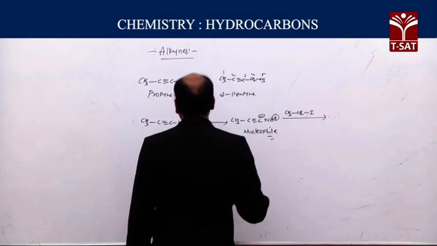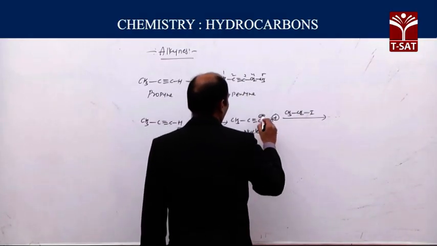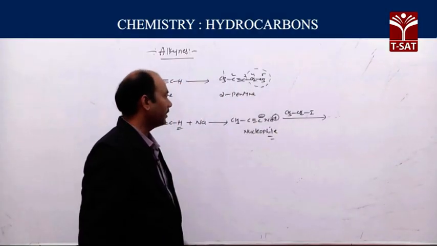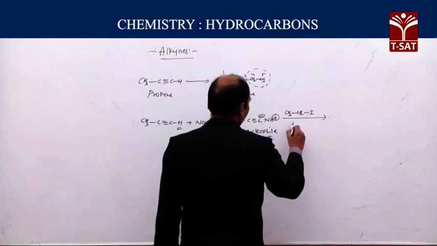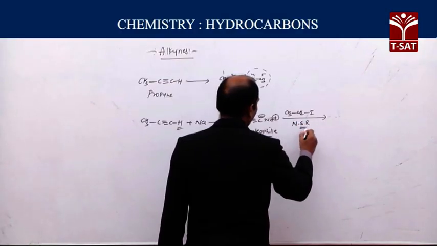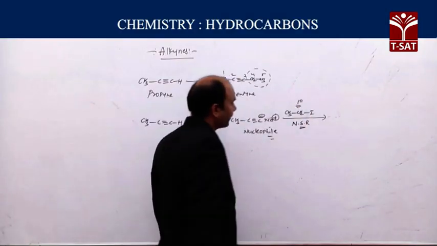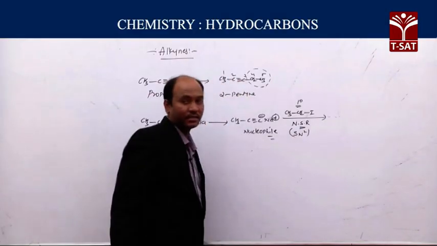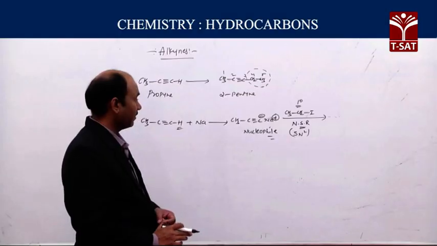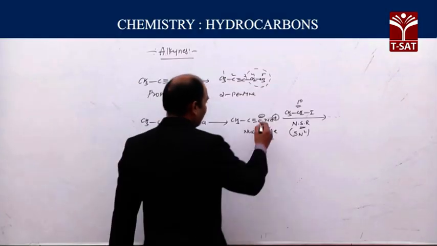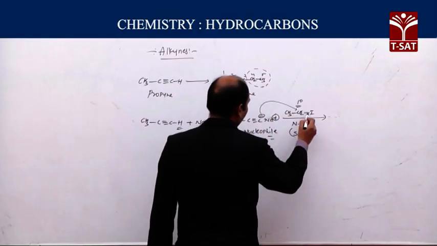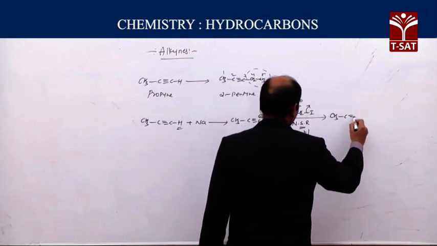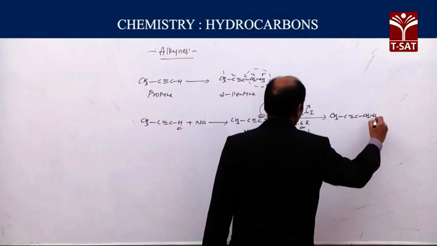CH3CH2I. Now we are taking ethyl iodide. This is a nucleophilic substitution reaction. This is a primary alkyl halide. Primary alkyl halides undergo SN2 reaction, whereas tertiary alkyl halides undergo SN1 mechanism. This nucleophile attacks this carbon and elimination of I minus takes place. What we get is CH3 C triple bond C CH2 CH3.